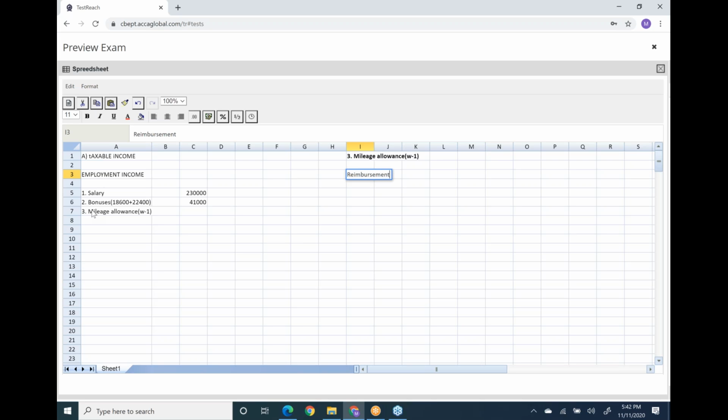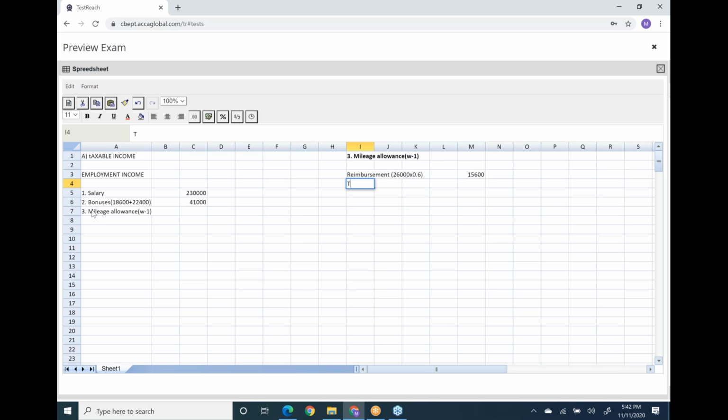Now, how much reimbursement, how much amount did you receive from your employer? You drove 26,000 miles, and per mile you receive 0.6. So 26,000 multiplied by 0.6 will give you 15,600. I've used the formula 26,000 into 0.6, and this complete amount is taxable.